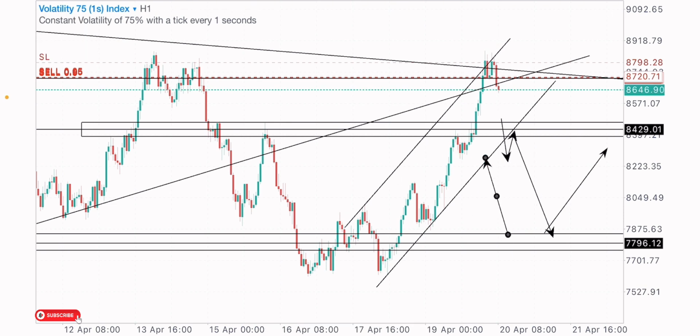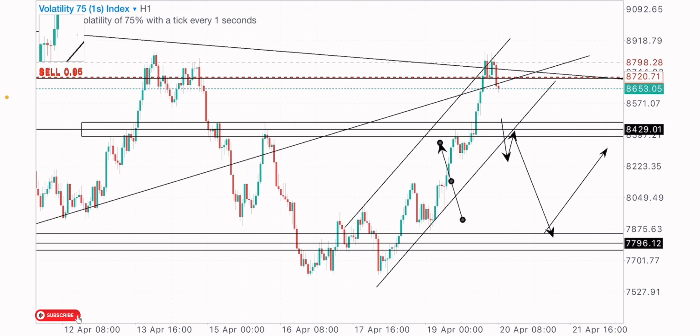I've always learned to be two-sided in my analysis. Let me not just have one view on the market, because trading is a game of probability. Anything could happen. So let's pay attention to this level as well.